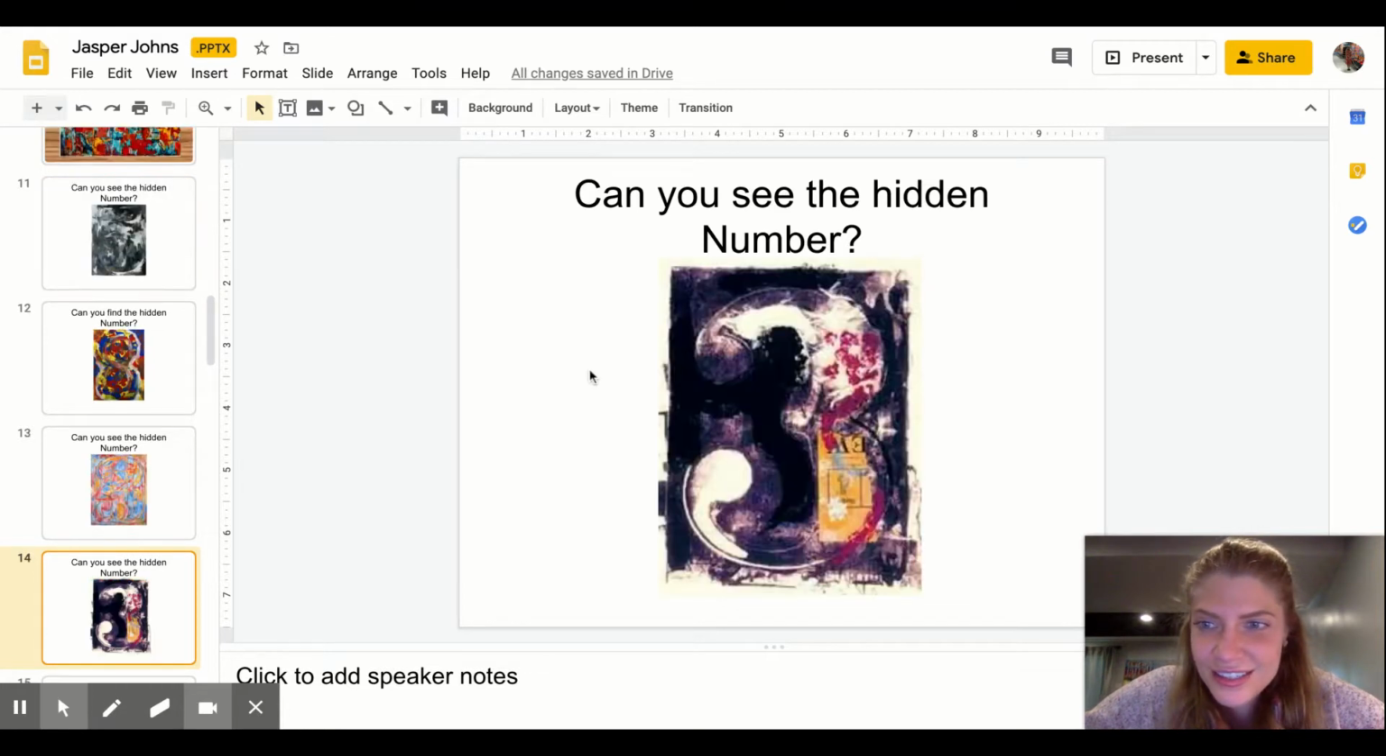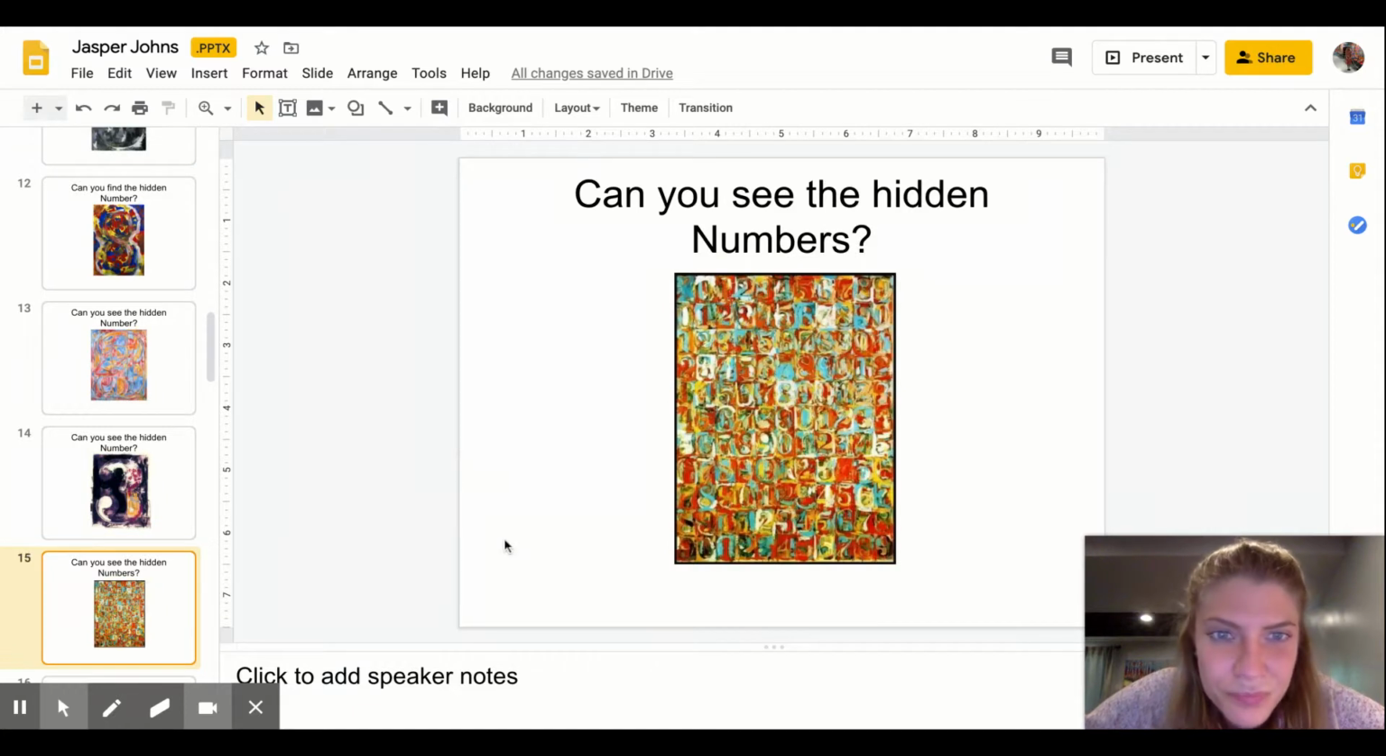This one's a little bit easier. We can see the impression of a 3, and it looks like, what did he use here? Maybe some kind of tag or magazine clipping? So that would be a mixed media art piece, not just a painting. Here's a whole bunch of hidden numbers.